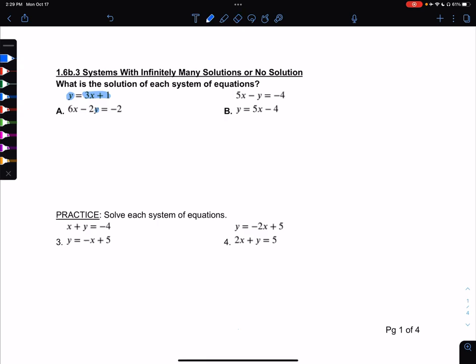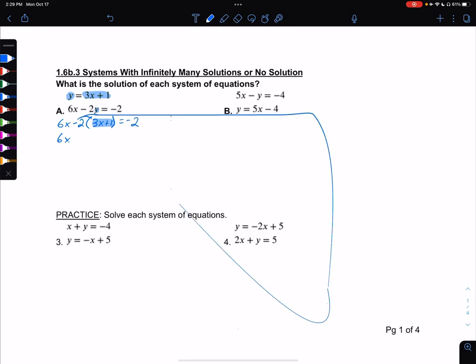So we have 6x minus 2 times the quantity 3x plus 1, and all of that is going to be equal to negative 2. So again, we're taking our y value and just substituting. So we would distribute the 6x, and that negative 2 will get distributed in.